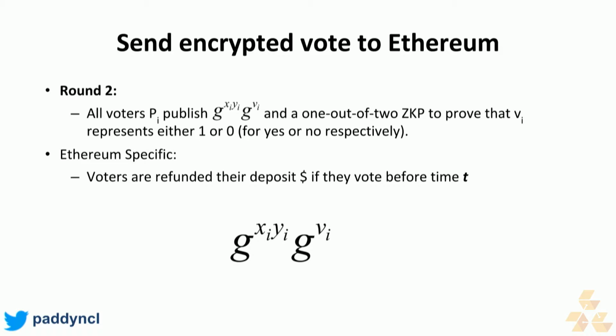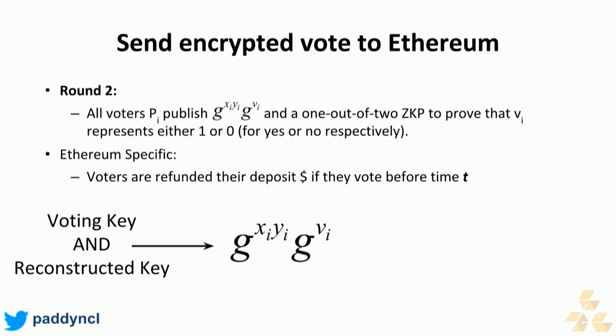Now if I want to cast my vote, I can either vote yes or no. And that's represented by g to the power of 0 or g to the power of 1, where g is our generator. But you don't have to worry about that too much. And now what we do is an El-Gamal encryption. And the random factors used in this encryption are the voting key and the reconstructed key. And as I mentioned, g to the power of v is our vote. So now we have this encrypted vote.